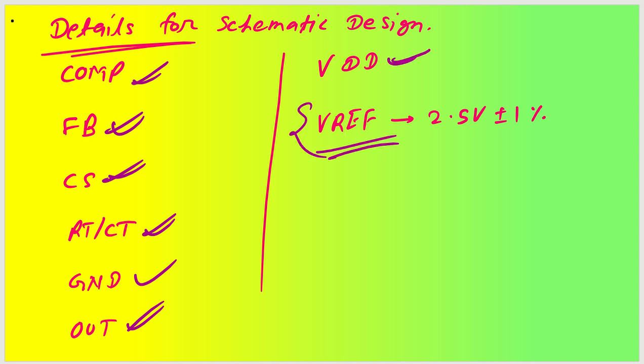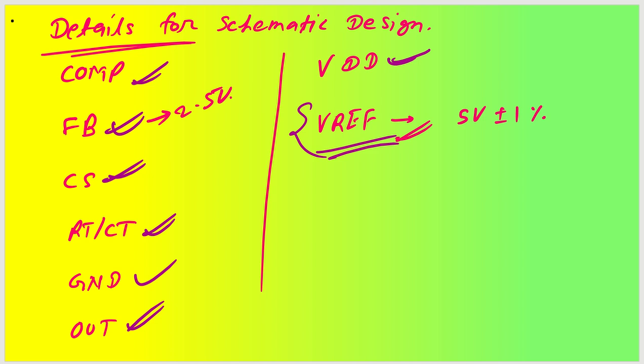which is going to be, this is not 2.5 volt, this is 5 volt, I told you, right? So this is going to be 5 volt. So V reference is 5 volt plus minus 1%. Actually VFB was 2.5 volt. Good. So these are the 4-5 parameters that we have to see to design the complete circuit.